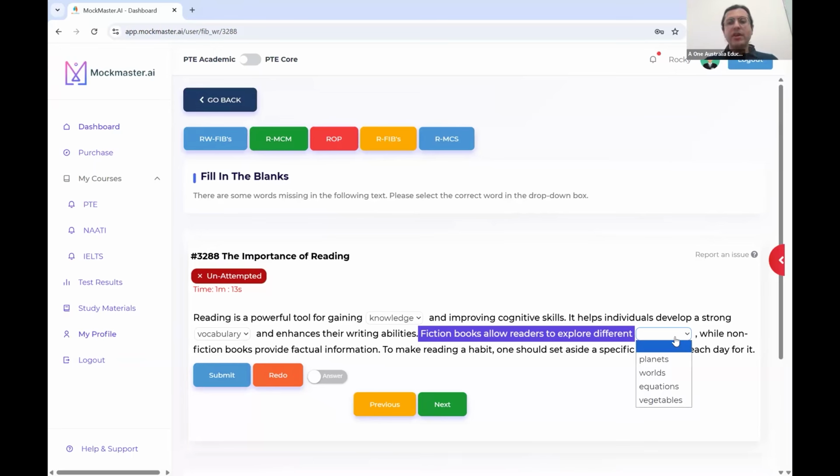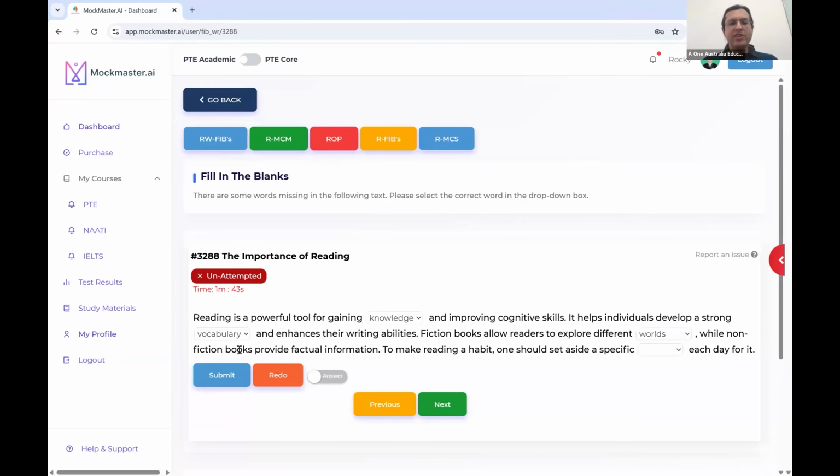Fiction books allow readers to explore different planets, worlds, equations, vegetables. I think the best option, not in a literal sense, but in a colloquial sense, is the word worlds. For example, John and Jane are living in different worlds altogether, or they are worlds apart. So the correct answer should be worlds. That is like a colloquial use, like a spoken use, not literally world.